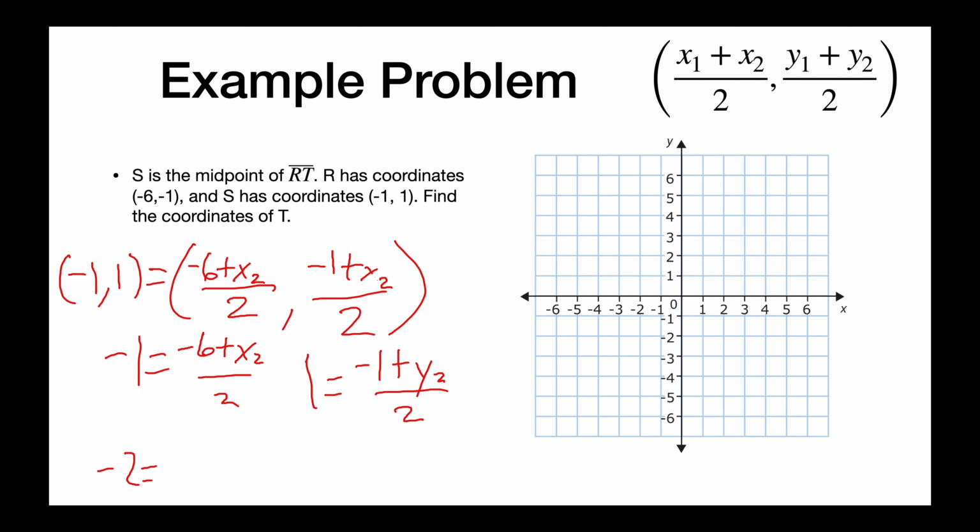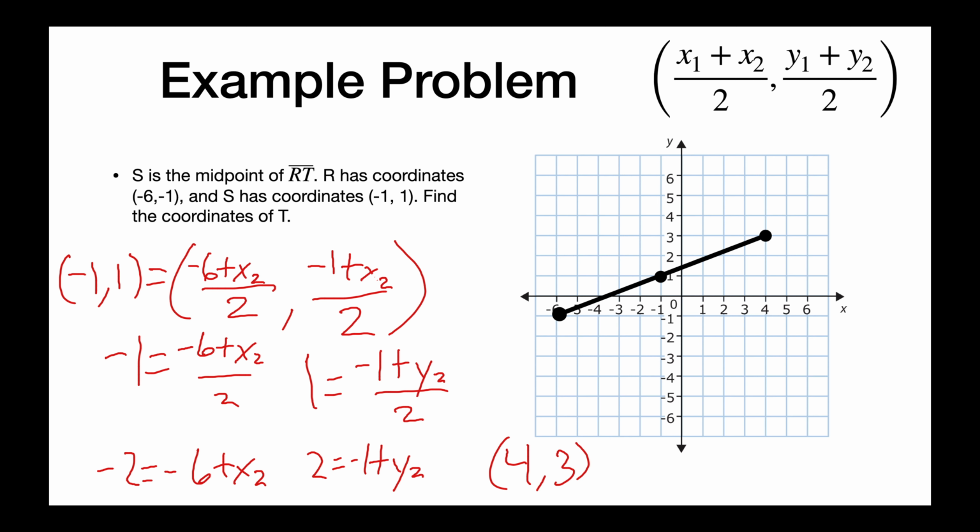So negative 2 equals negative 6 plus x2, and 2 equals negative 1 plus y2. So we would add 6, which gets us 4, and then we would add 1, which gets us 3. And here we go. 4, 3 is not our midpoint, it's our other endpoint, which is right here. And I know it looks right to me.